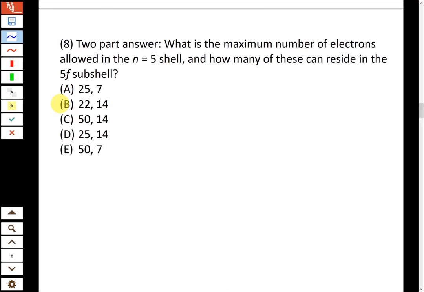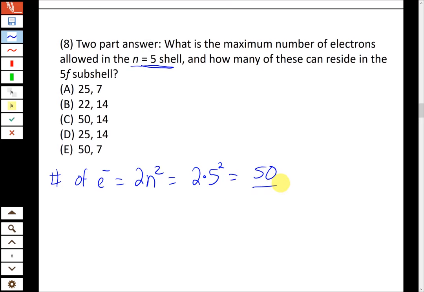All right, so again, we'll start with the first one, which is in an n equals 5 shell. As we just finished saying, the number of electrons that you can have in any given shell is equal to 2n squared. Again, n squared is the number of orbitals, 2 times that is the maximum number of electrons. So for n equals 5, it's just going to be 2 times 5 squared, which is 50. So that means in the entire n equals 5 shell, we can put at most 50 electrons. That eliminates some of the answer choices already. But we have to figure out which is correct for the second part, which is how many of those electrons can go into the 5f subshell.